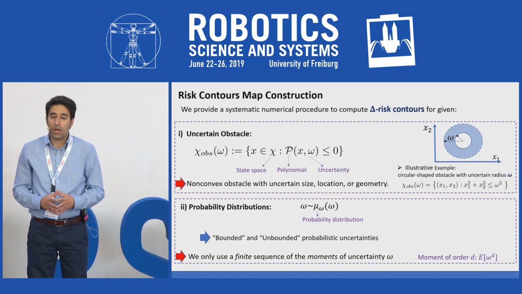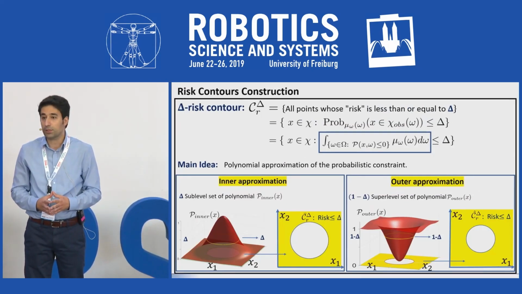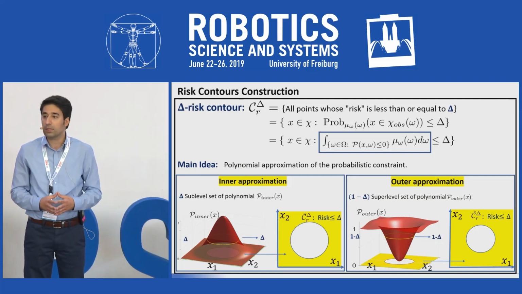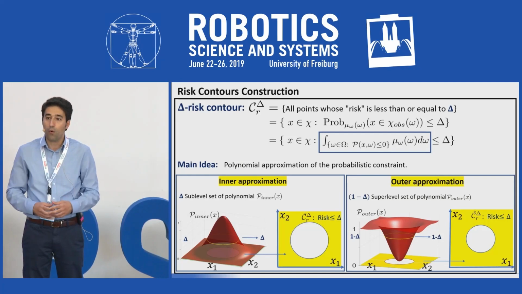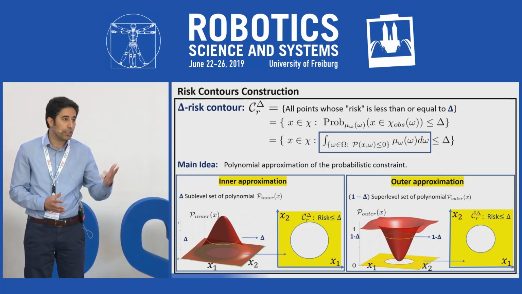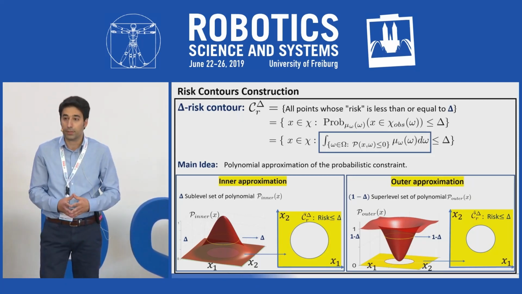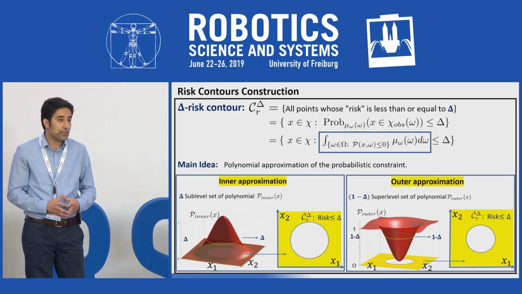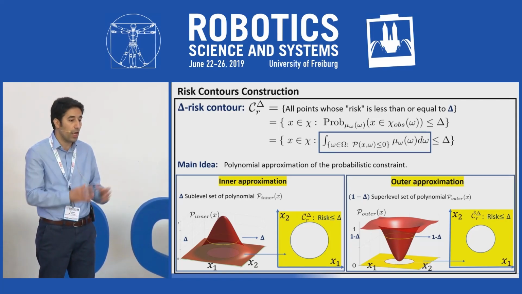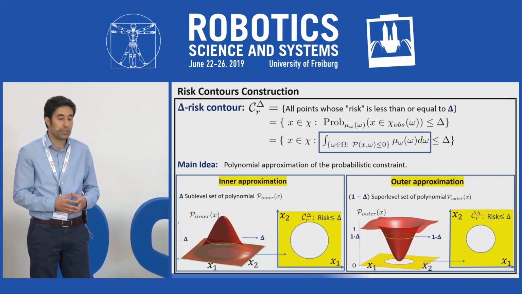Constructing delta risk contours is challenging. From its definition, we need to deal with a probabilistic constraint. Here we have a multivariate integral with respect to probability distributions of uncertainties over a non-convex region of obstacles. In general, such an integral doesn't have any analytical solution, and hence it's challenging to deal with. The main idea in this work is to find a polynomial approximation of such a probabilistic constraint and use its level sets to represent delta risk contours.